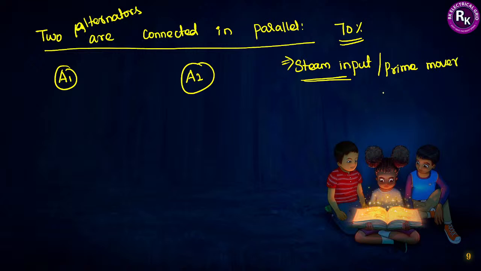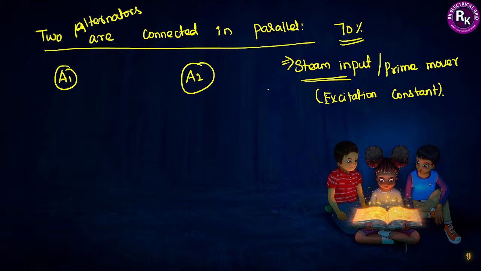Okay, steam input, or we are changing the prime mover, and we are trying to maintain the value of excitation constant. So the excitation is constant, and we are changing the prime mover. Now what will happen? There are two cases. Under this situation, you can increase the steam input for any one machine. For example, suppose I am increasing the steam input of alternator 2.